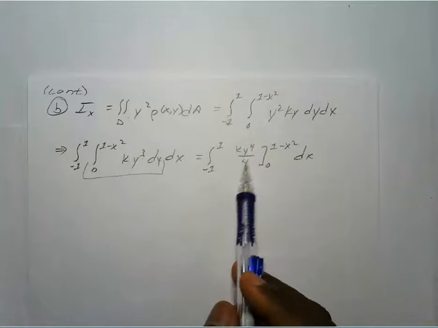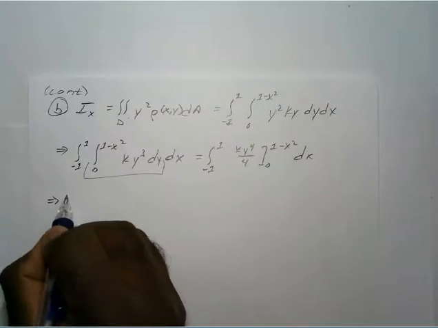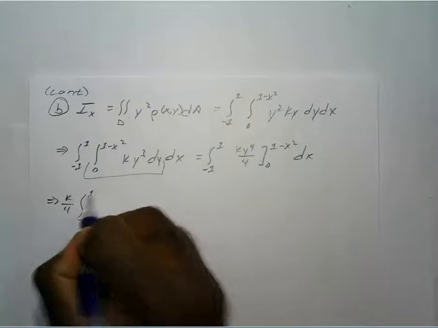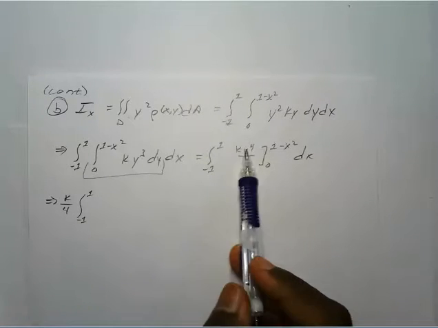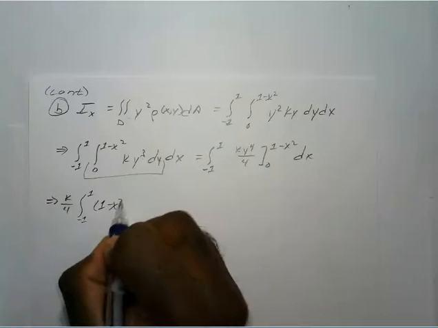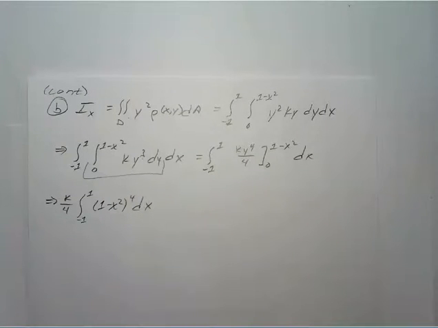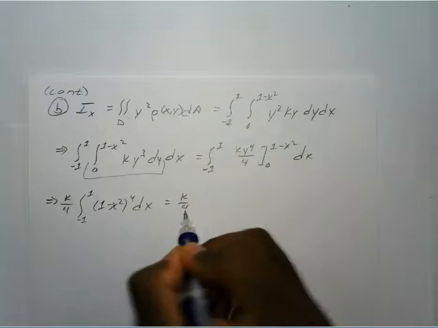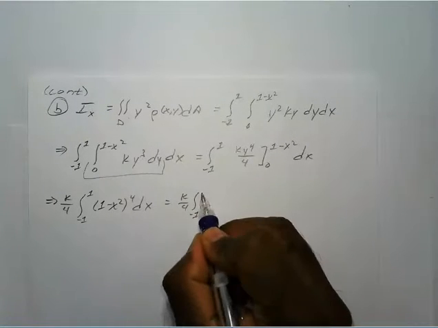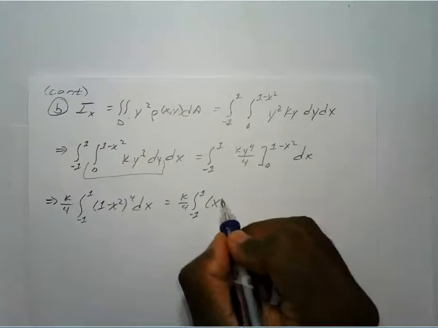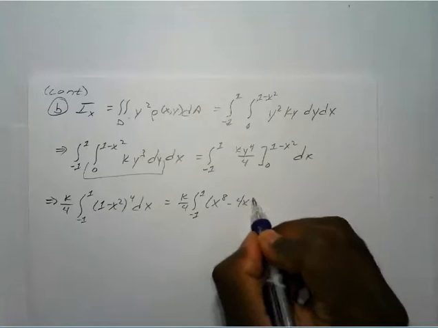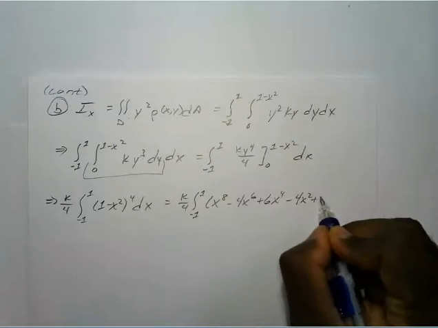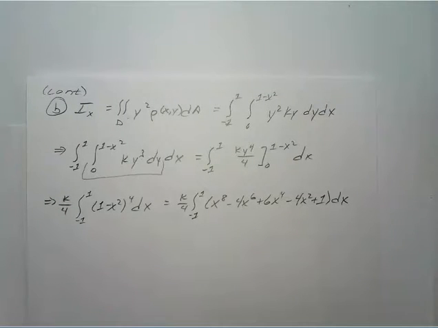Okay, so if we go ahead and factor out the k over 4, just to make things a little easier, integral from -1 to 1, that's 1 minus x squared to the 4th power with respect to x. Okay, so if we go ahead and factor all of that out, we have k over 4, the integral from -1 to 1 of x to the 8th power minus 4x to the 6th power plus 6x to the 4th power minus 4x squared plus 1 with respect to x.